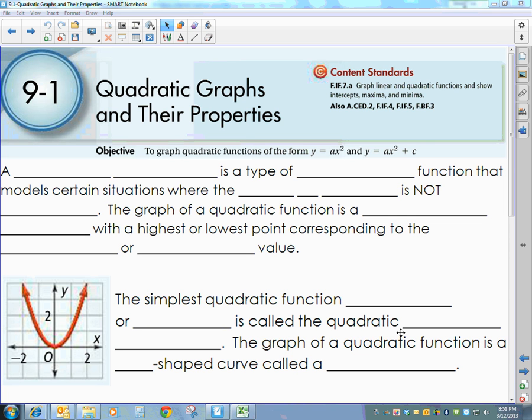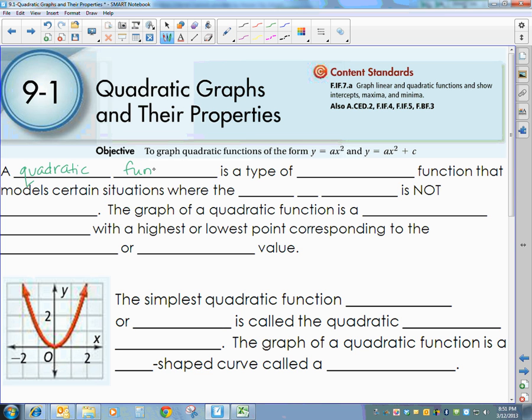Okay, we're beginning a new chapter called Quadratic Functions and Equations, and we're going to start off by talking about quadratic graphs and their properties.